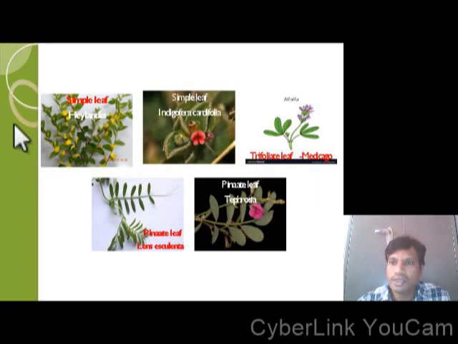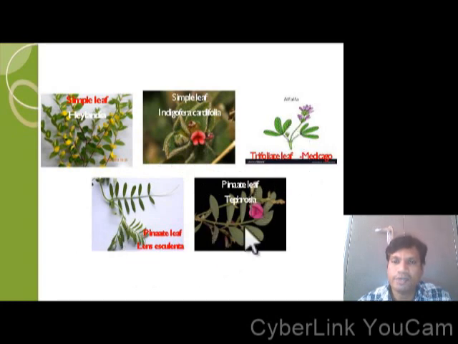Coming to the leaf structure, that is a simple leaf in Hellenia latibrosa and Indigofera cardifolia. Indigofera cardifolia gives a blue dye. Commercially it is very important when we apply blue to cloths; that blue dye is obtained from this Indigofera cardifolia. And this is a trifoliate leaf in Medicago, and this is a pinnate leaf in Lens esculentus.